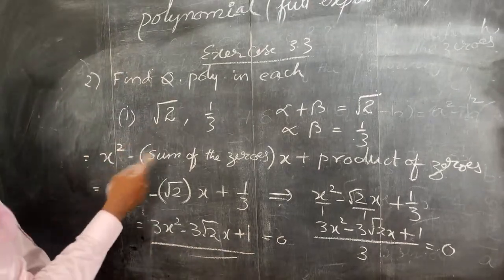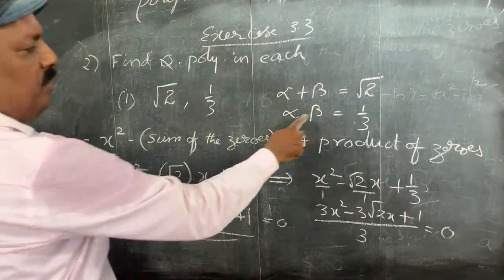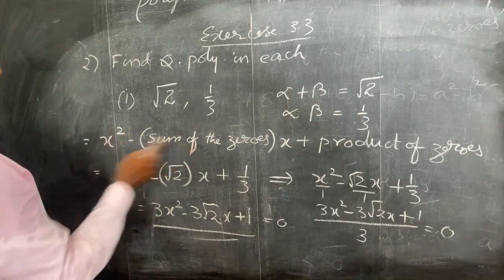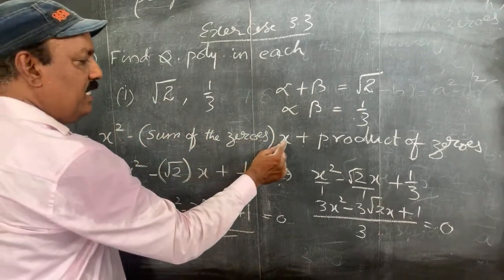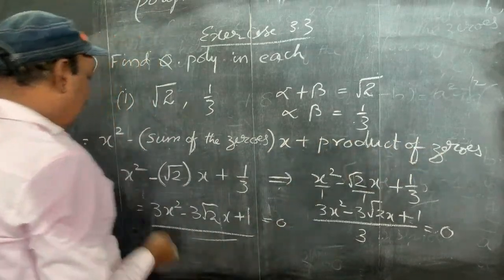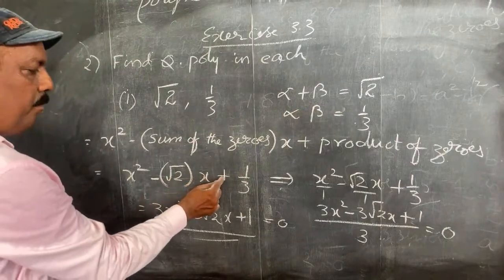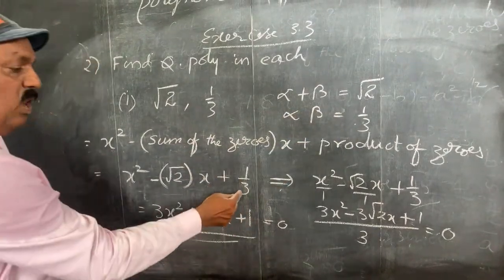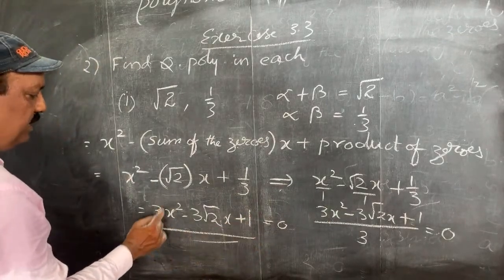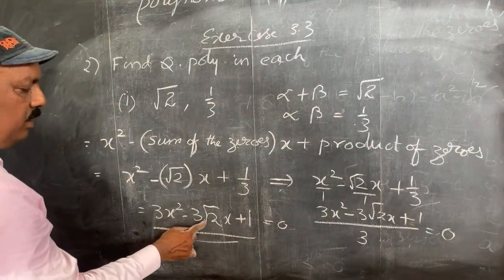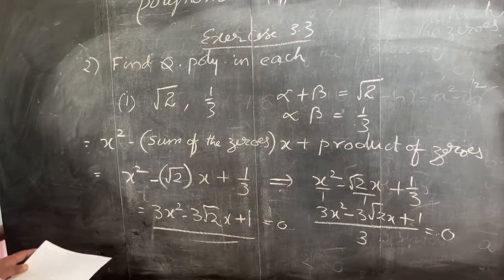That means once again I repeat the sum. He has given sum of the zeros root 2, product of the zeros 1 by 3, and the formula is x square minus sum of the zeros into x plus product of the zeros. Here x square, sum of the zeros value I kept root 2 into x, plus product of zeros 1 by 3. Because of the fraction I am taking LCM here. After taking LCM, I got final equation: 3x square minus 3 root 2x plus 1 is equals to 0. Next.